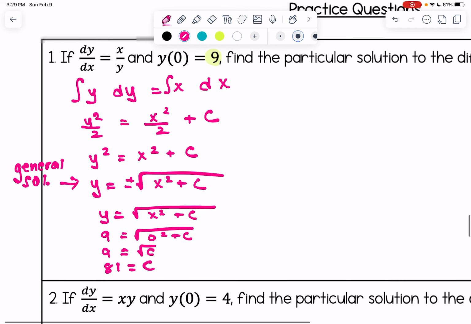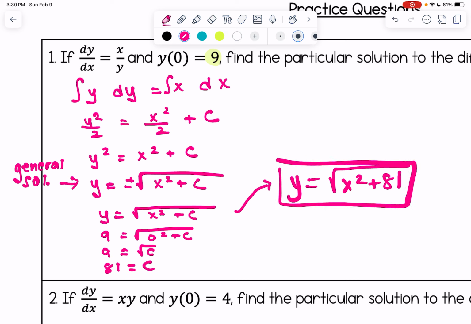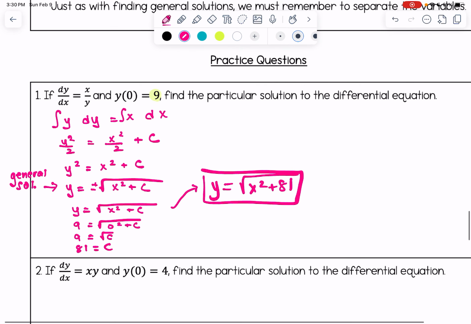So putting that all together, the particular solution is where we take our general solution, and I'm going to use the positive version here, change c to our now known value, and I get y equals the square root of x squared plus 81 as our particular solution. Okay. Now, we can check these problems. I'm not going to check all of them in the video, but I'll show this first one as a demo.